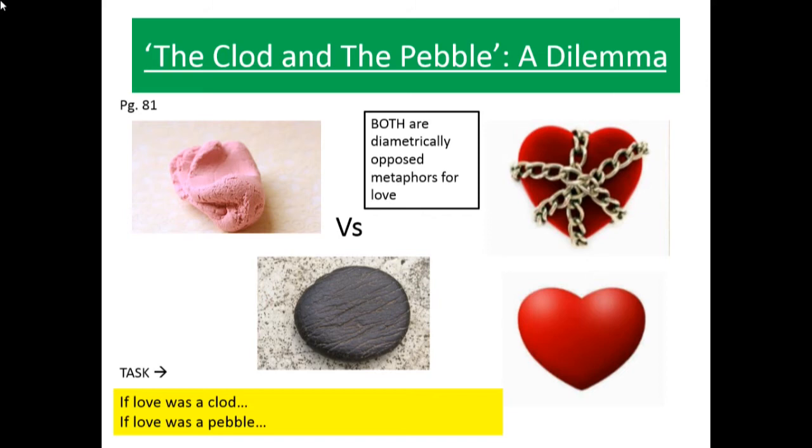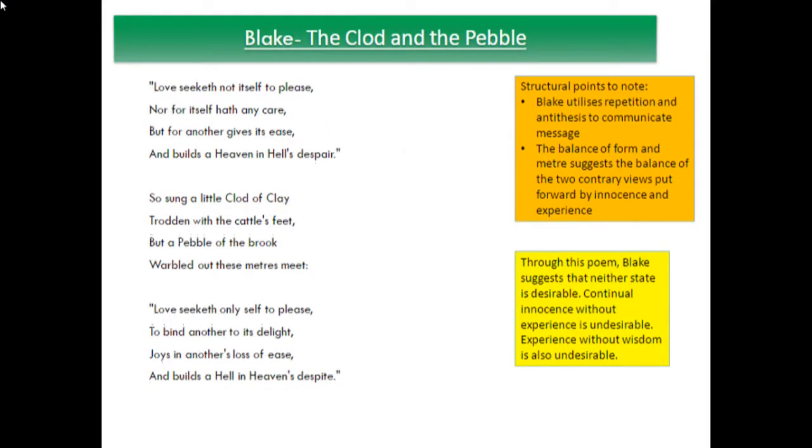So what do we have here? We have a dichotomy, two completely different, diametrically opposed metaphors for love. What is the ideal? Well, the ideal always has to be somewhere in the centre, somewhere like balance. Ideal Christian love is the ideal love. It's not possessive and it's not completely self-sacrificing.